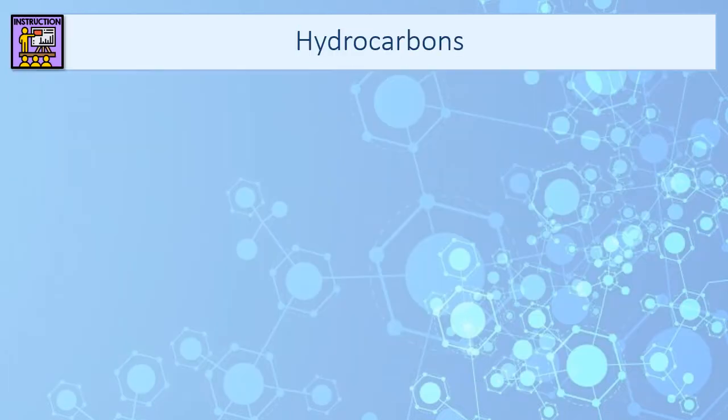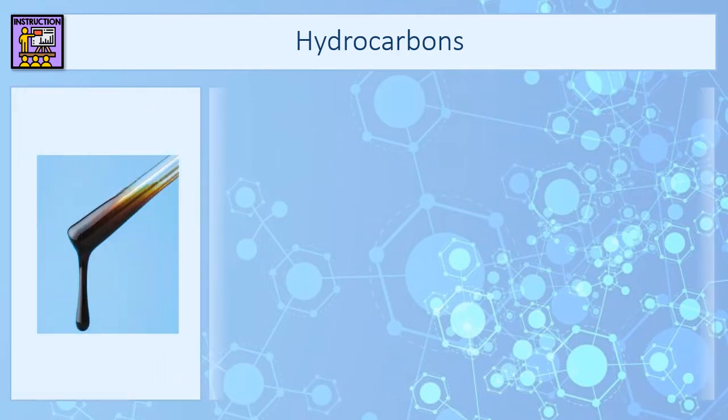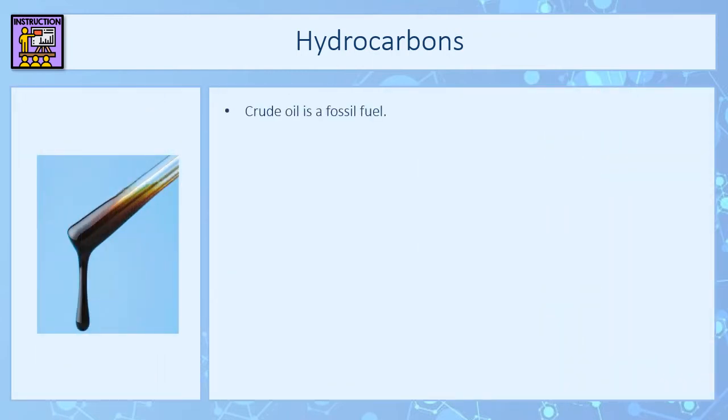So the first thing we're going to talk about today is what are hydrocarbons. We first need to talk about what crude oil is. Crude oil is a fossil fuel generated from the remains of plants and animals over millions of years, and it's drilled out from underneath the sea. You can see in this picture it's a thick black mixture, and that mixture contains hydrocarbons.